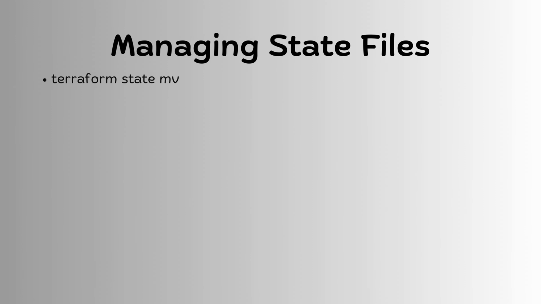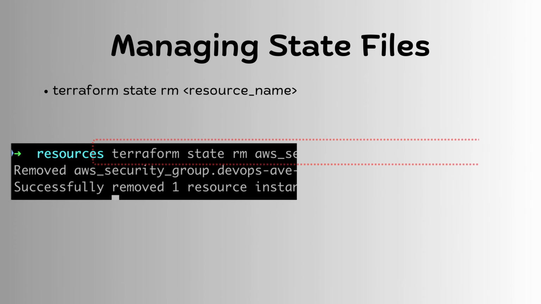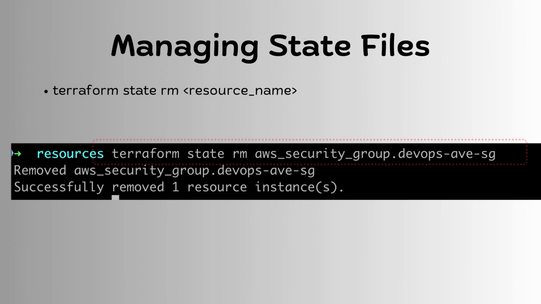Then you have terraform state mv. This essentially moves a resource to a different location. terraform state rm would help you remove a resource from your state file.